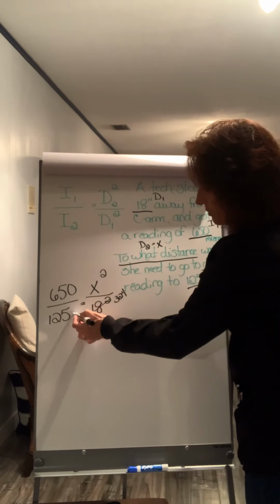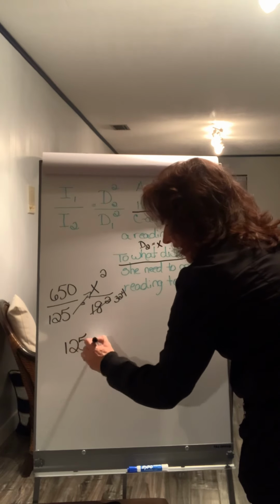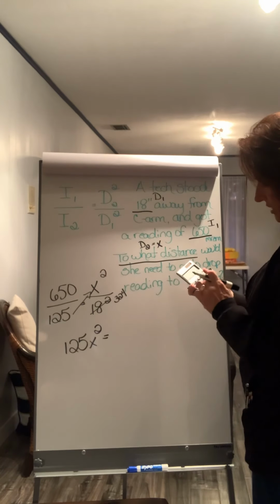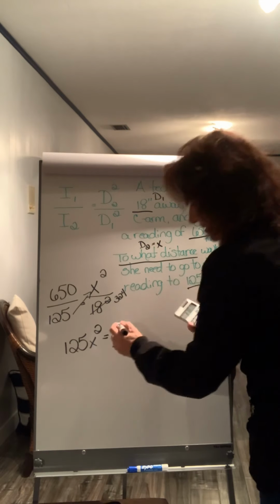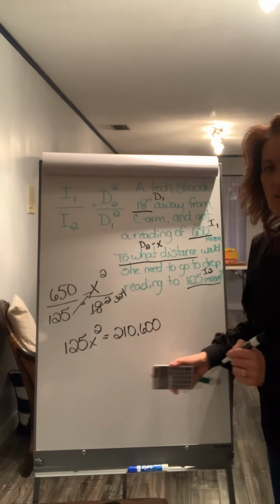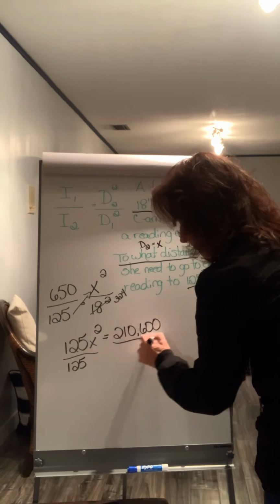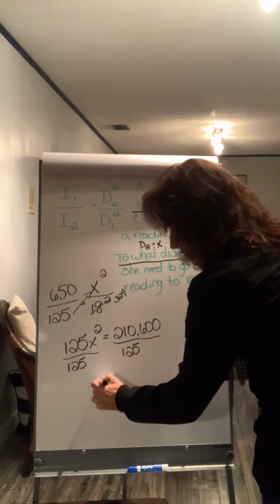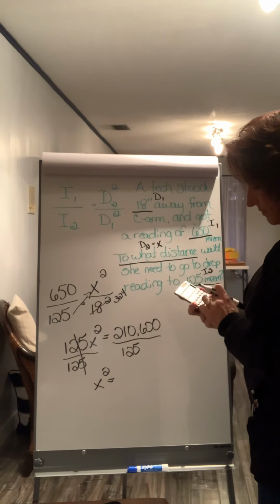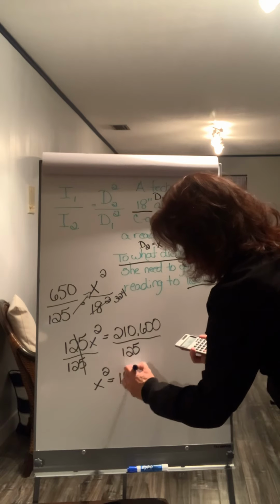Okay, if I cross multiply, 125 times x squared gives me 125 x squared. Don't forget that, you can't just drop that. And then 324 times 650 is 210,600. And then I want to solve for x, so I divide both sides by 125. So I end up with x squared, because I can't get rid of it yet, is equal to 1,684.8.